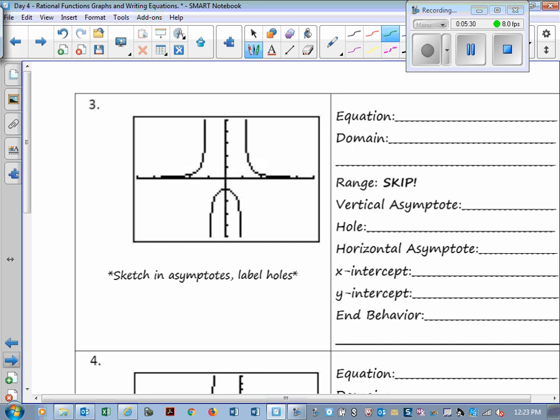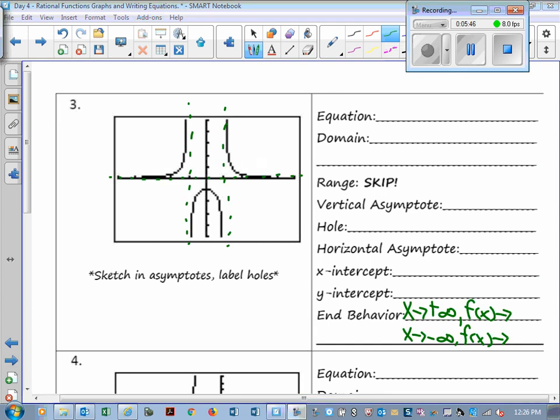All right, next one, now. Go ahead and fill in the stuff you know. Hold off on the equation, but fill in the rest of it.